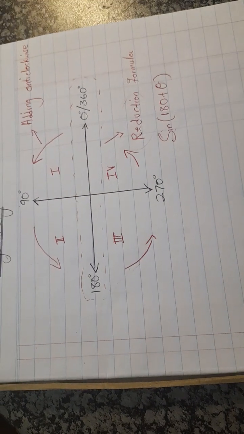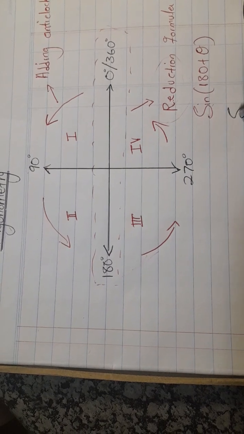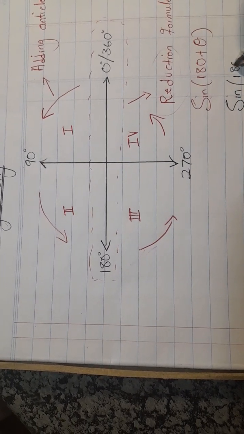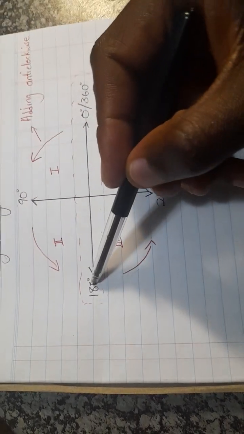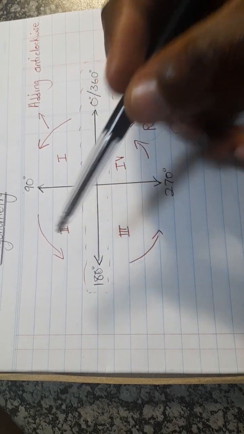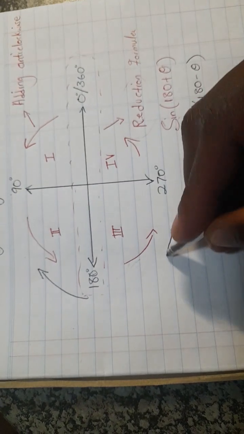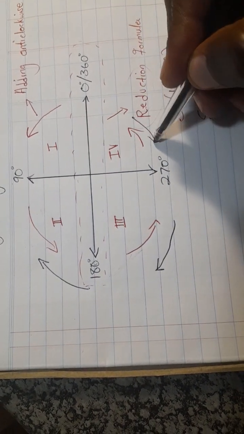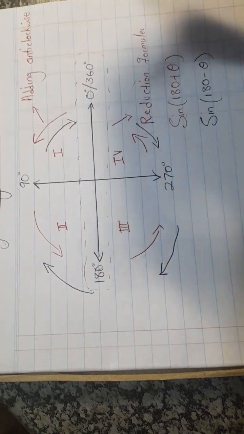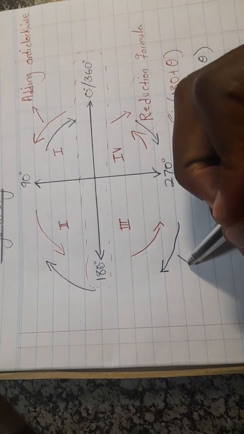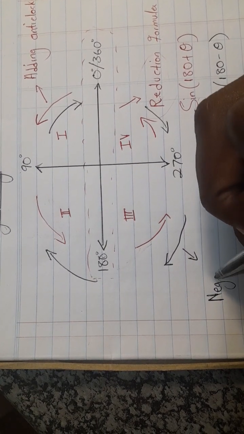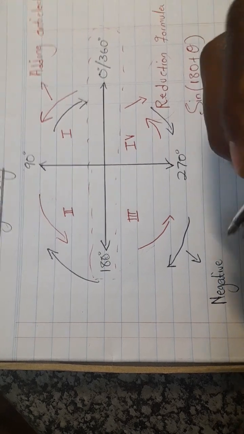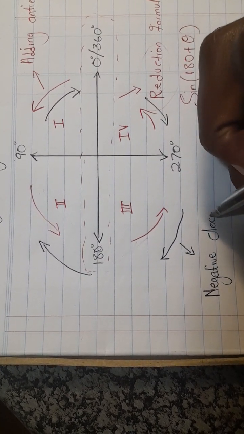Now I'm subtracting. When I come down here and say sine 180 minus theta, I'm going the opposite direction. 180 minus theta should be somewhere here, which means I'm going back. Therefore, for negativity, we're going clockwise. You can see, right? So here I will just say negative, it's clockwise.